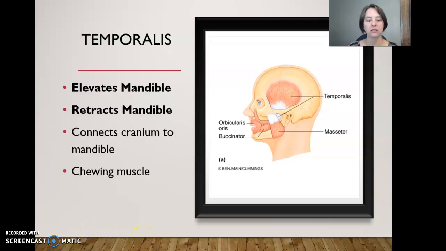Before we go to the masseter, let's look at this. So it is going to elevate the mandible, retract the mandible, bring the jaw in. And like we said, it is up here, and that's a muscle that's often tight, so you may be able to feel some tension in there. And it's important for chewing and talking, I guess, too.